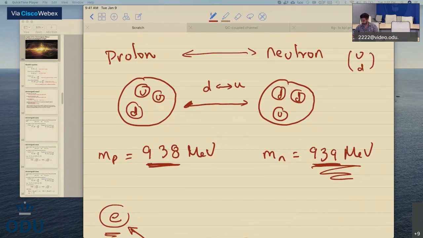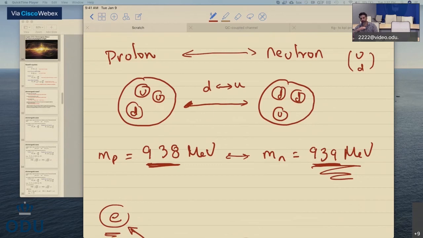And the fact that these two are so closely degenerate suggests that this transformation is almost a symmetry of the standard model of particle physics, or our universe, essentially. And we see this everywhere. So this transformation seems to persist.